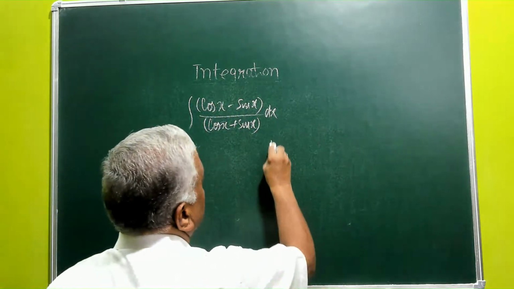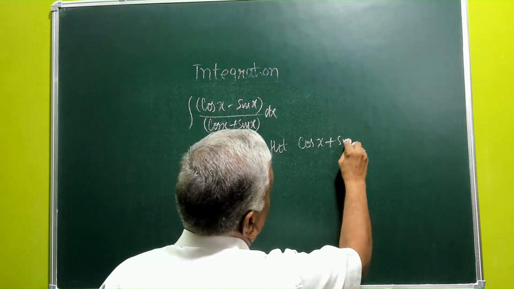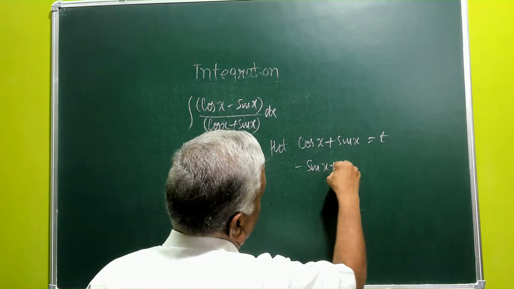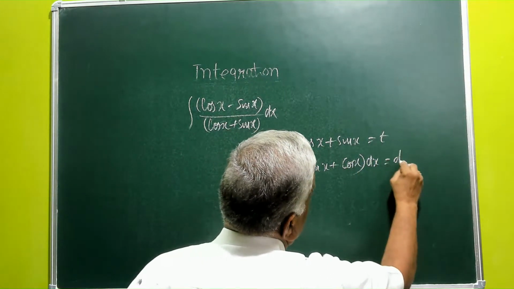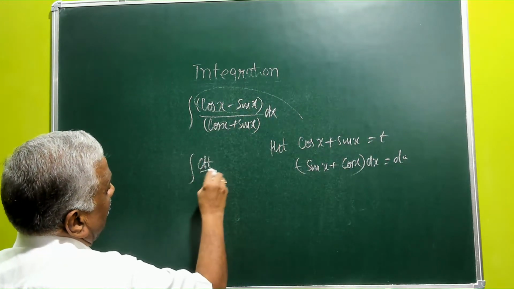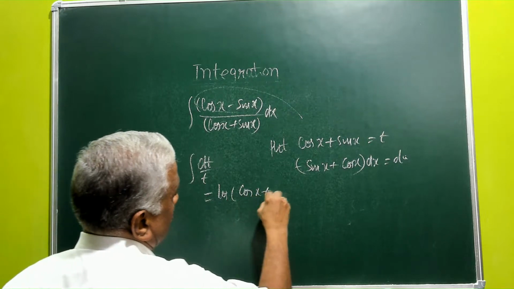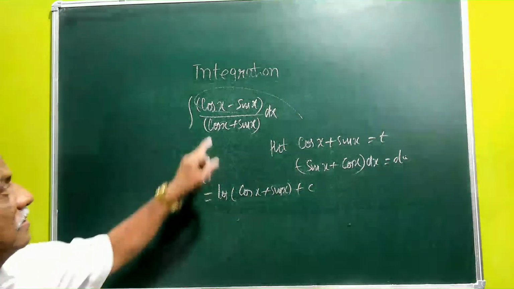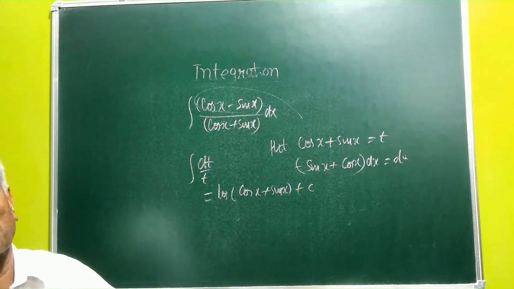So what is given here? Put cos x plus sin x equal to t. Then dt is minus sin x plus cos x dx. So realize this is nothing but this. A very simple problem. dt by t, that is log of cos x plus sin x. There the confusion is, they have given cos x minus sin x, and you are getting minus sin x plus cos x. You should realize they are one and the same.